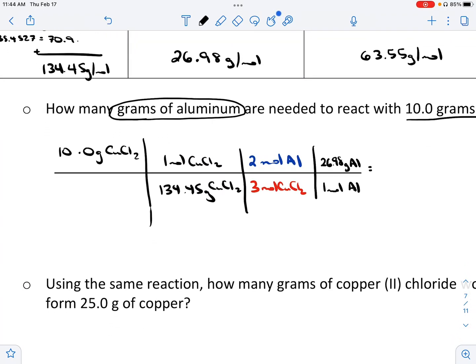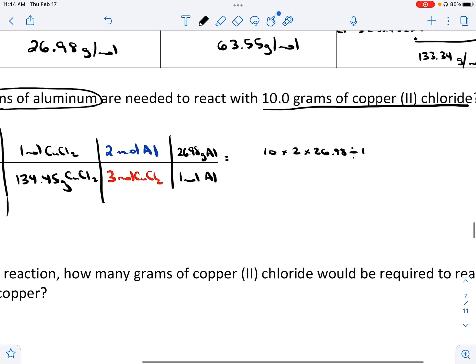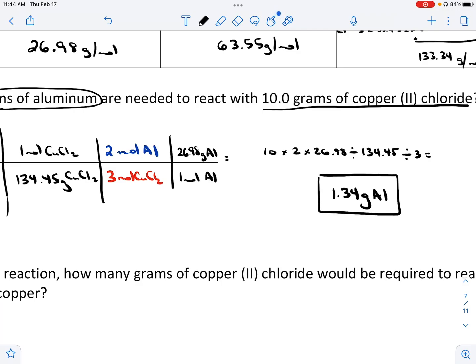All right, we're ready to do the math here. We'll multiply across the top, divide by what's on bottom. So we're going to take 10 times 2 times 26.98. Then we're going to divide by 134.45 and divide by 3. And that will be our answer. Remember, we're going to try to keep 2 decimals in our answer all the time. So 10 times 2 times 26.98 divided by 134.45 and divided by 3. We should get 1.34 grams of Al. And there we have it.